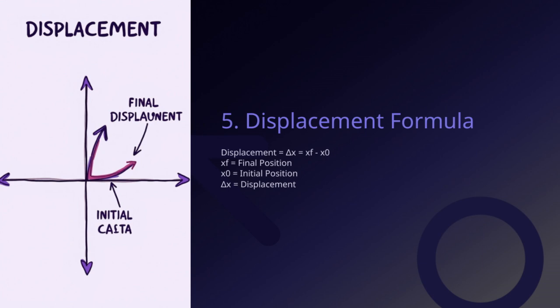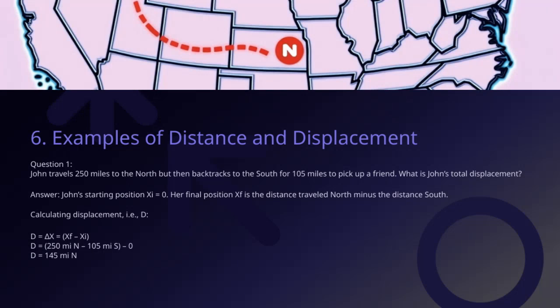Let's walk through how to calculate displacement, which we'll refer to as d first. Recall that displacement is the difference between the final and initial positions. In this case, John starts at position xi, which we set at 0 for simplicity. Then, he travels 250 miles to the north, so his final position before backtracking is 250 miles north. However, he then goes back 105 miles south to pick up his friend.